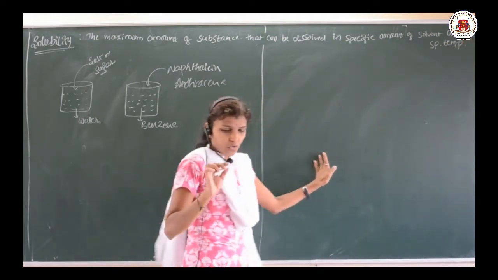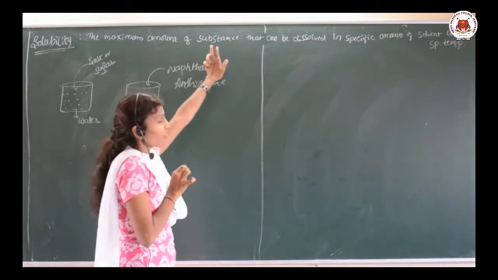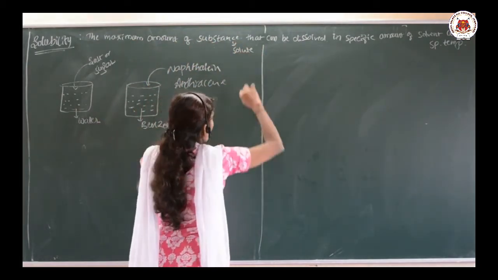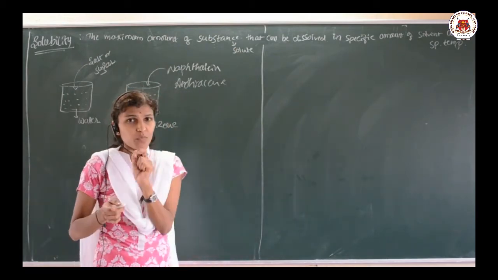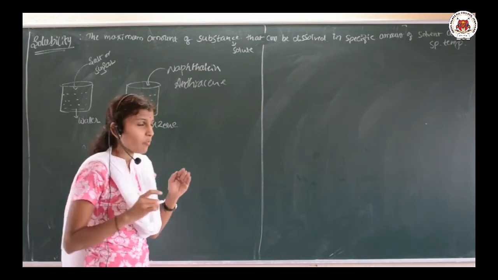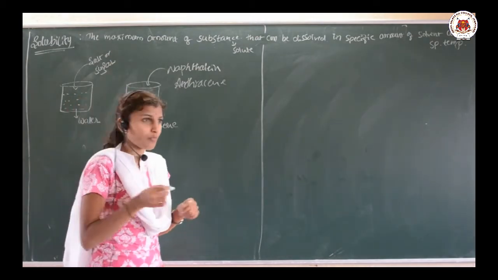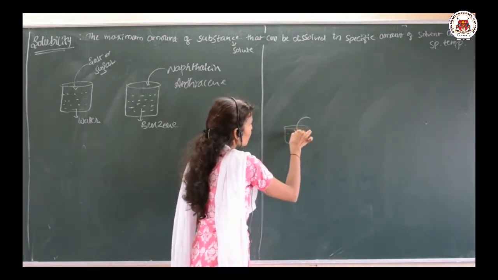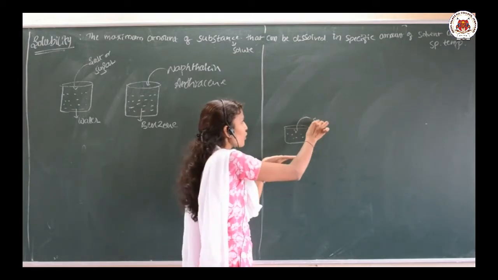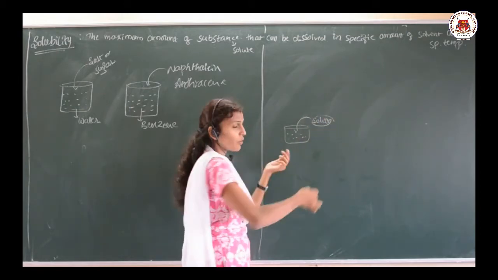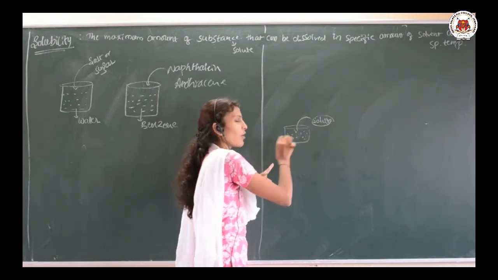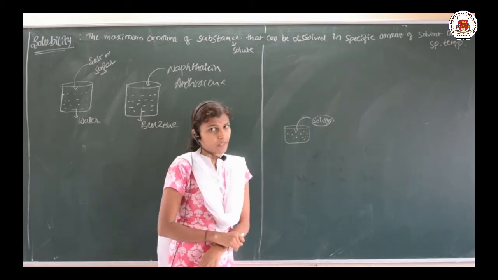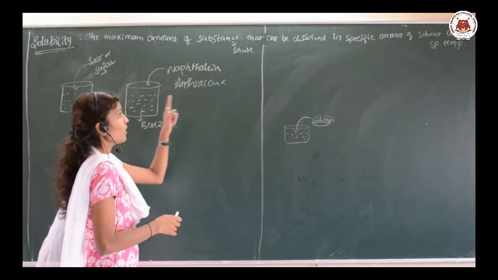So, are you getting? Solubility is the amount of the substance, that substance is nothing but solute, that can be dissolved in a specific amount of the solvent at a specific temperature. For example, I am taking here some solvent. How much solute is it possible for me to add? The maximum amount of the solute that can be dissolved in a specific amount of the solvent at a specific temperature is called solubility. Clear? So, this is the definition of solubility.